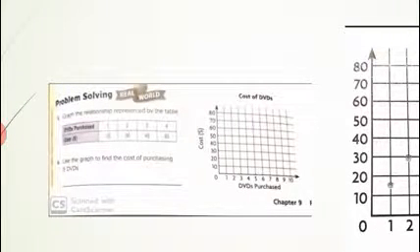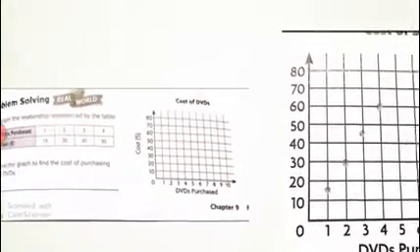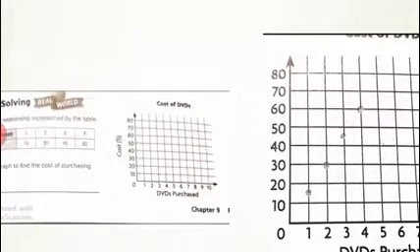Last exercise of page 175. We have a table and we want to graph the relationship represented by the table. So for x equal 1, y is equal 15. We don't have 15 in our y-axis, so we bring the midpoint from 10 to 20. For x equal 2, y is equal 30.